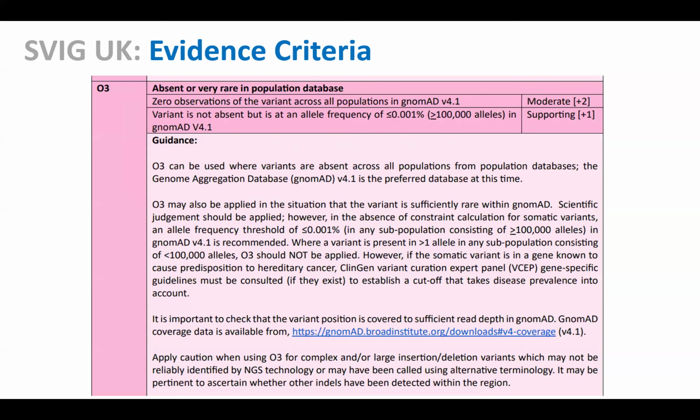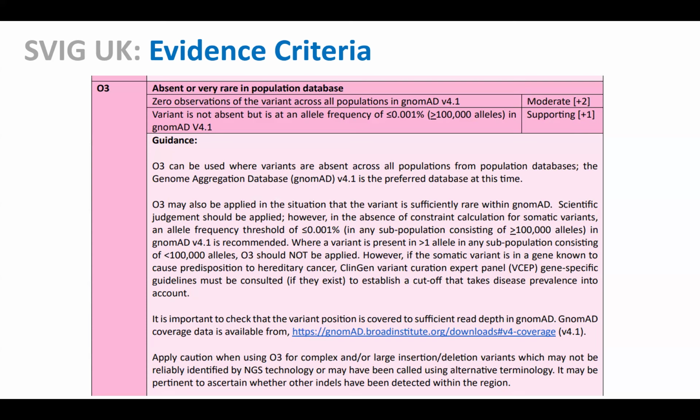O3 is absent or very rare in population databases. Now, we know that in the new ACMG guidelines, the equivalent of this, PM2, there will be no presence of PM2. There will be other things that will balance the books, but we agree that absence in databases is evidence for rarity rather than evidence for pathogenicity.